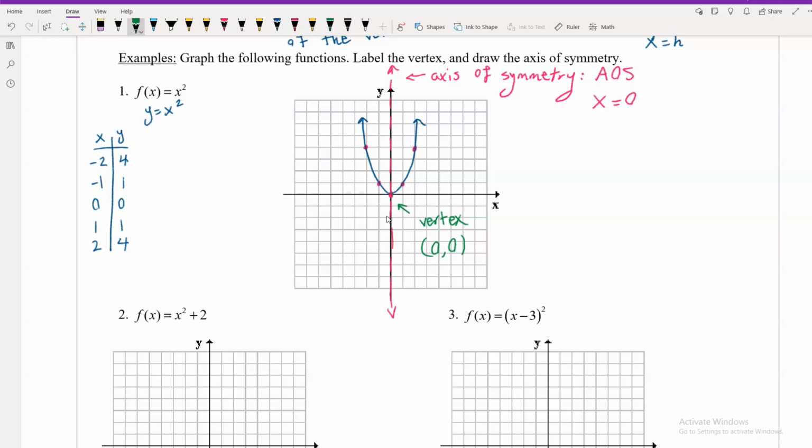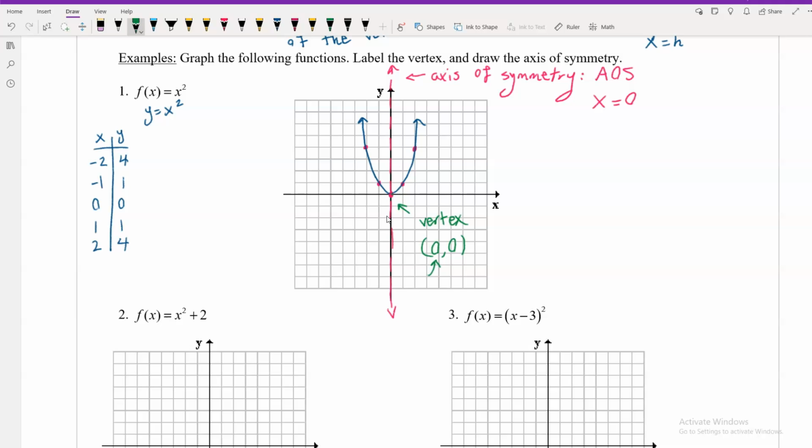The axis of symmetry is this vertical line crossing the vertex, so crossing 0, 0. So the axis of symmetry is x equal to what we have here on this part. So x equal to 0 is the axis of symmetry. I use AOS for axis of symmetry.